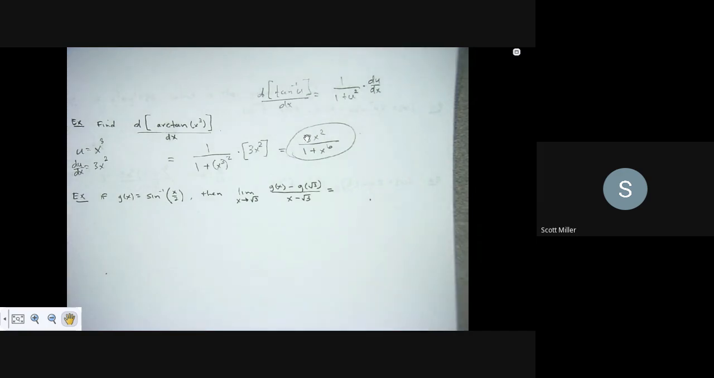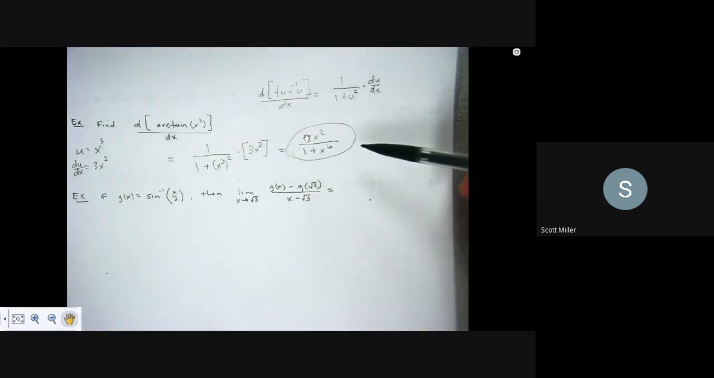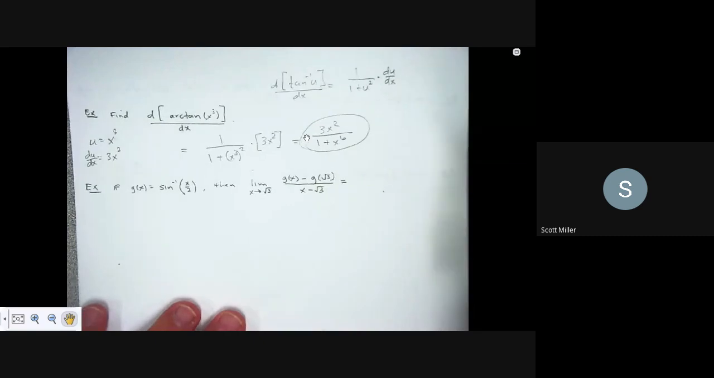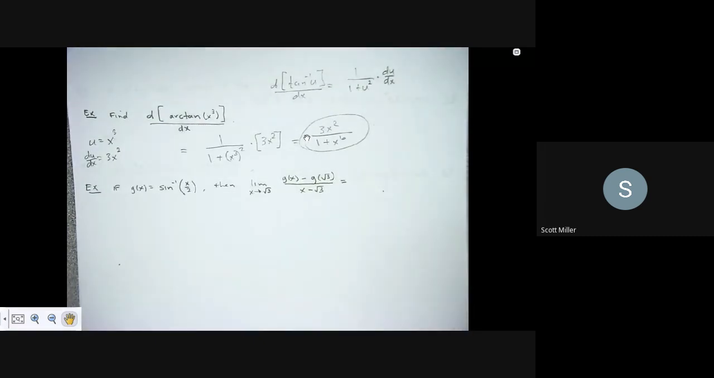Okay, so what we want to do here is make sure we understand what we're looking at. So when you see these things, don't panic. What is this? Okay, you need to learn to recognize this. This right here is the limit definition of a derivative. So what this thing is actually asking me to do is take the derivative of g.